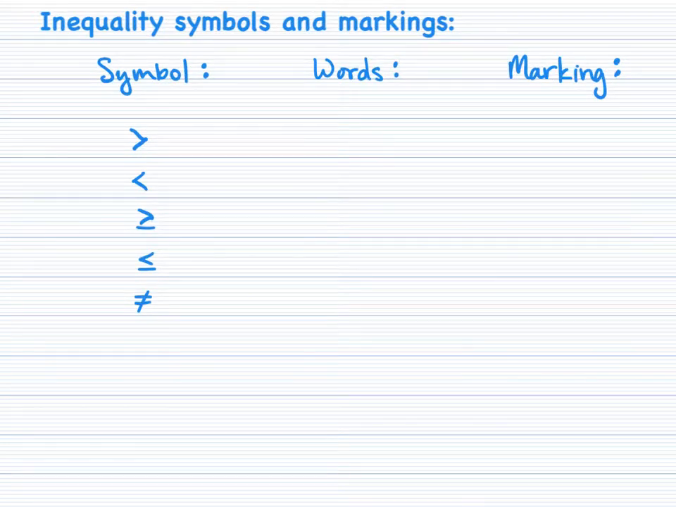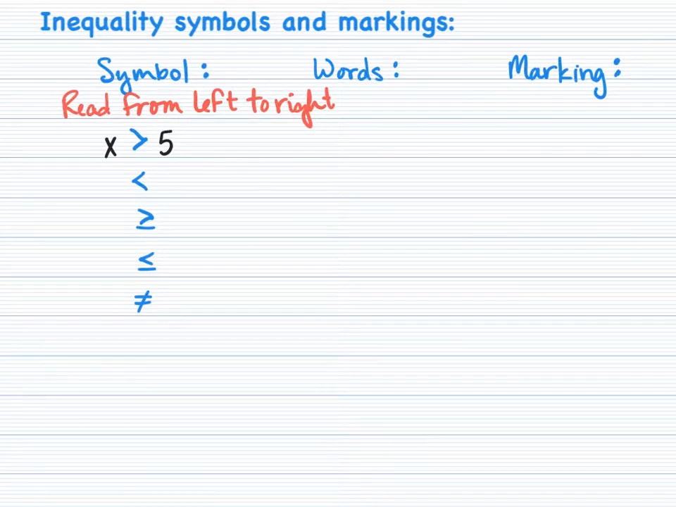So to make sure everybody's clear on what these symbols mean, I want to make a couple of notes here that we're reading from left to right. So for example, on this first one, if I have x and 5 here, then I'm reading that from left to right as x is greater than 5. So this first one is greater than. When we flip that around, it becomes less than.